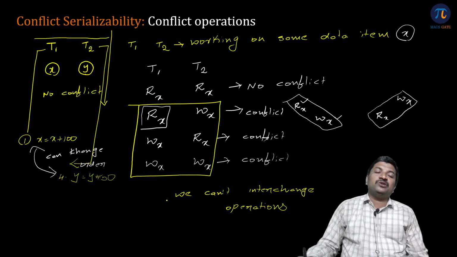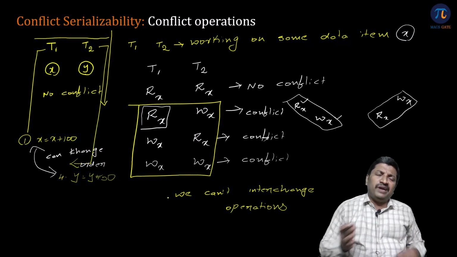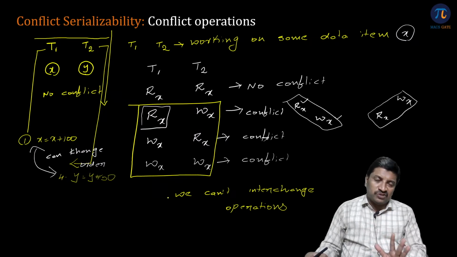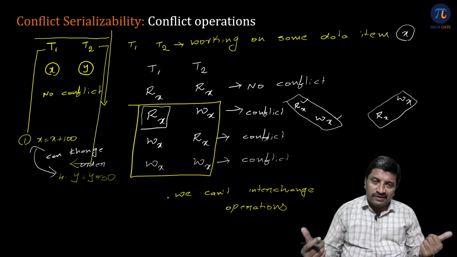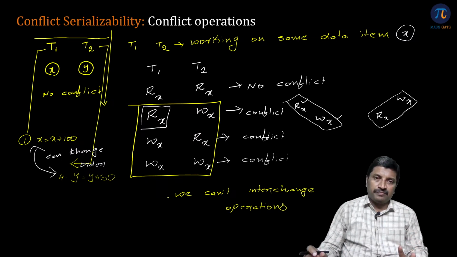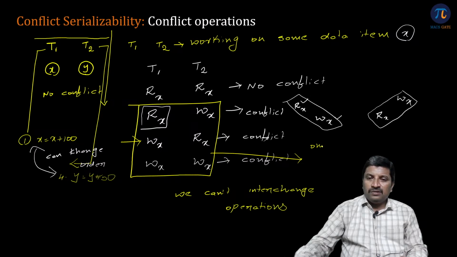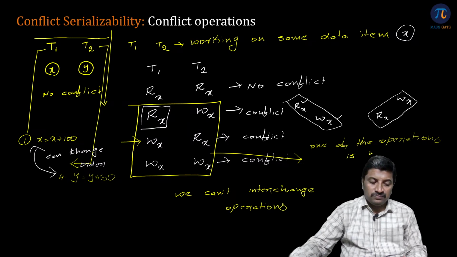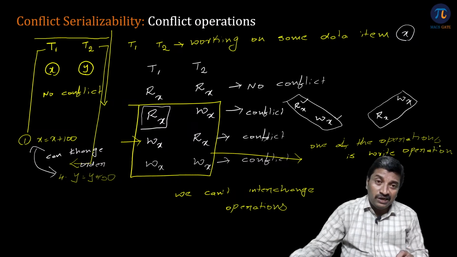Hope you understood it. So that is about conflict operations. When two operations are working on the same data item, there is a possibility of conflict. That is the first point. If both operations are working on different items, there is no concept of conflict. And even in such a case, if you observe this box, one of the operations is a write operation. When one of the operations is a write operation, surely they will be conflict operations. And of course, they must be on the same data item. Then only there is a conflict.